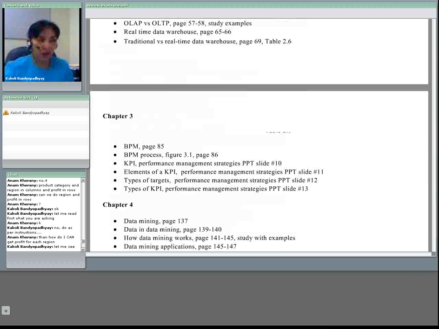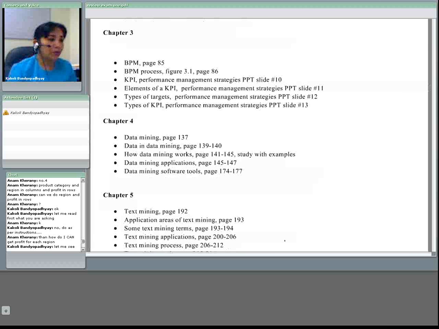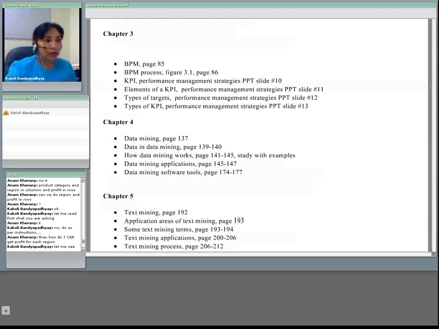Chapter 3 is on BPM. So you need to know what is BPM, business process management. What is that process, that 4 steps: strategize, plan, monitor and analyze, and act and adjust. You need to know that. You need to know what is a key performance indicator. You need to have some examples. What are the different elements? You need to know 6 of them. What are the different types of targets? You need to know them, like absolute, min, max, zero, achievement, so on and so forth, and different types of KPI. So that's your chapter 3.